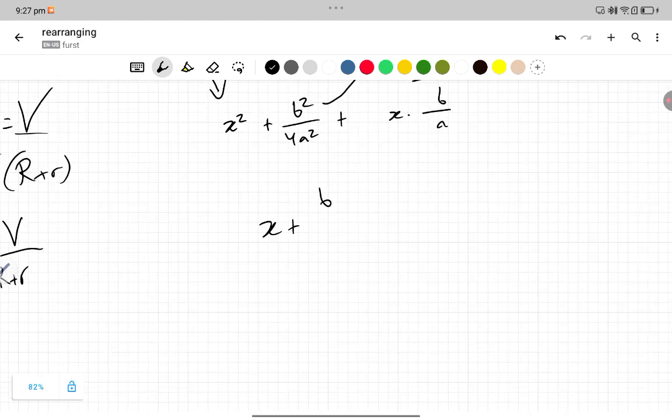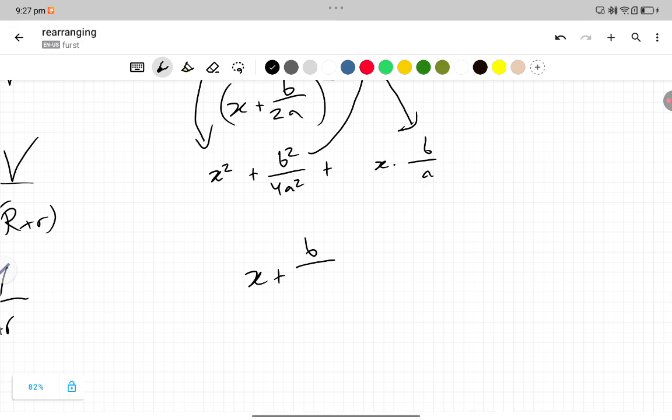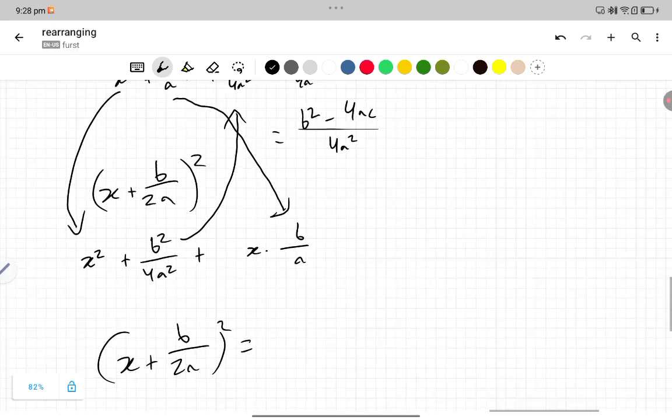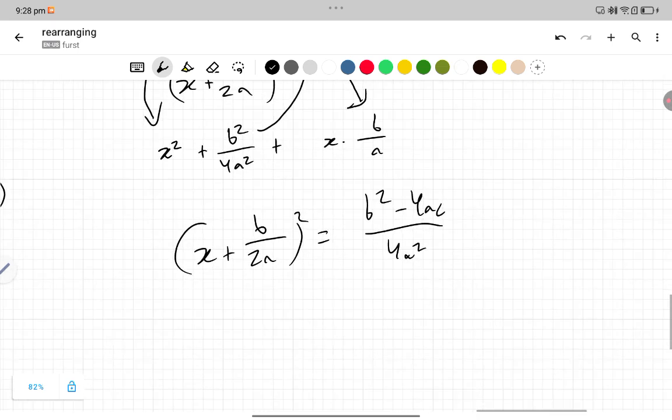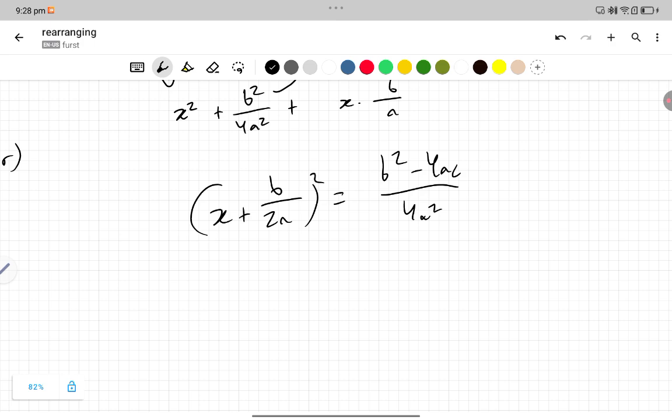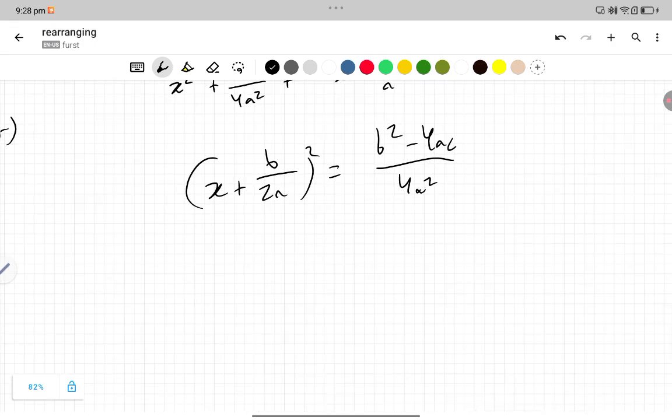So x plus b over 2a all squared equals, so what's on the right-hand side? B squared minus 4ac over 4a squared. So you're not expected to know this. This is called the quadratic formula. You actually just have to memorize it. But it's a nice little thing to know that you can prove it as long as you know these little annoying tricks. So how do we make x the subject now?